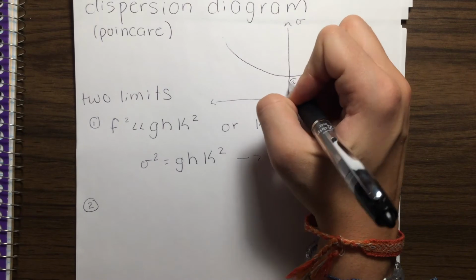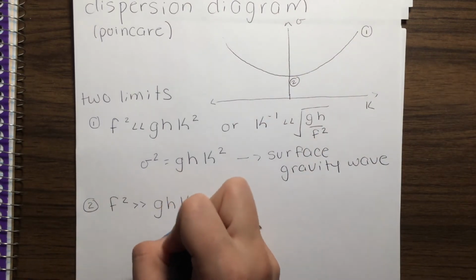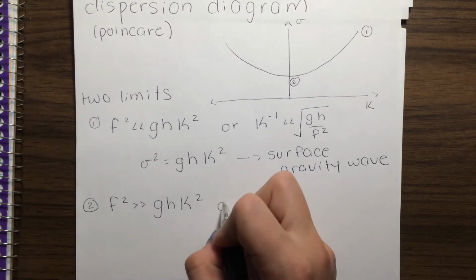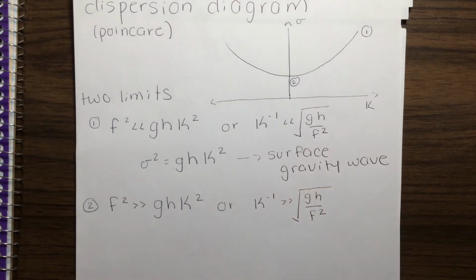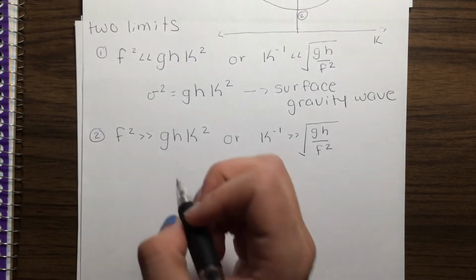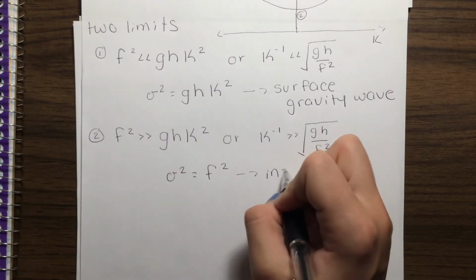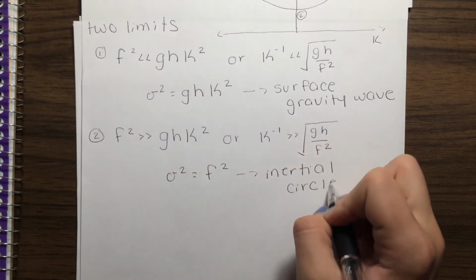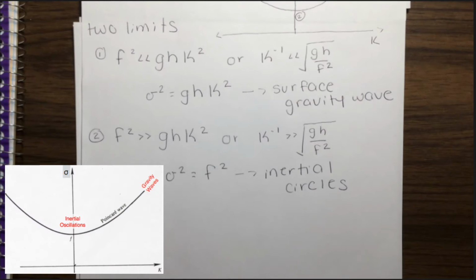The other limit of a Poincare wave is down here, where f squared is much larger than gh k squared. In this case, k to the negative 1 is much larger than the square root of gh over f squared. Our dispersion relationship is simplified as shown below. And these parcels simply travel in horizontal circles like inertial circles. Here's a figure of the dispersion relationship, which summarizes a little bit more what I was just talking about.